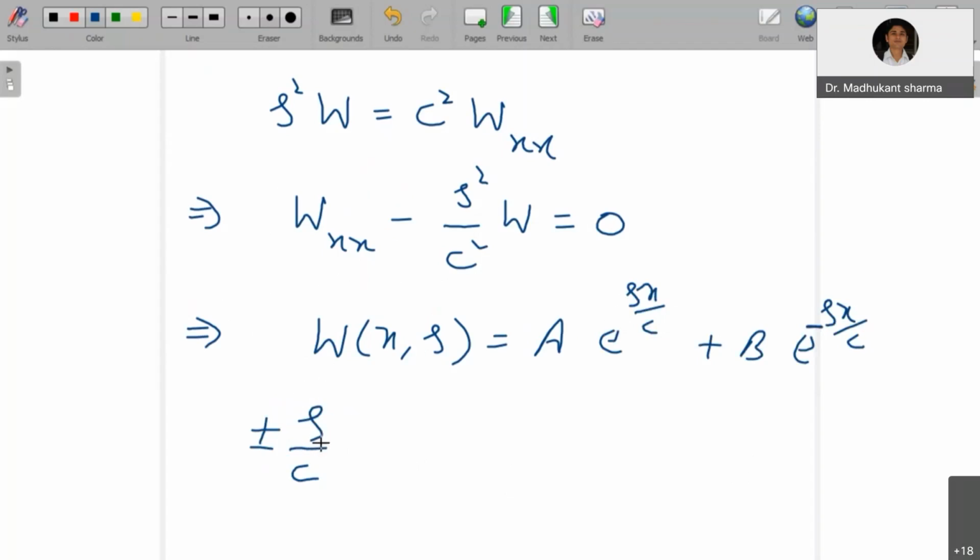Further, you have taken this s as a constant. So this A and B could be functions of s, not of x, because you have fixed s. You have treated this as an ODE. You have solved this by using the method for a linear second order homogeneous ordinary differential equation. So the arbitrary constants could be functions of s.